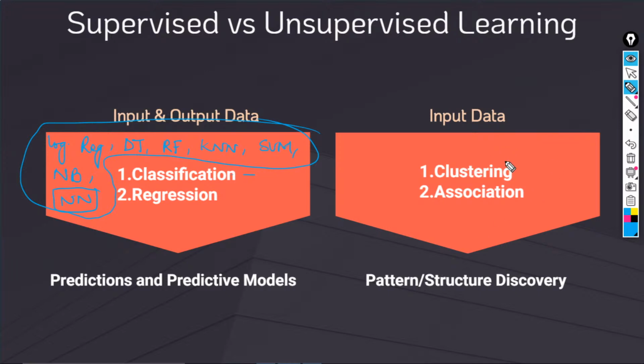Now, giving a sharp turn towards unsupervised. Guys, if supervised works more on the lines of prediction and coming up with predictive models, unsupervised comes up with patterns. Unsupervised, the job of unsupervised is not to predict.